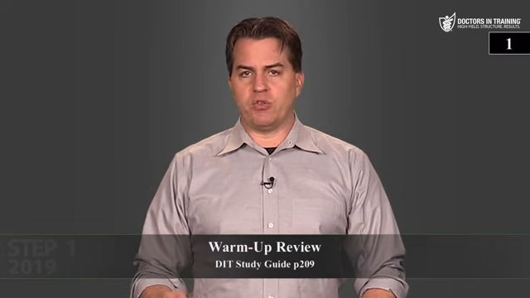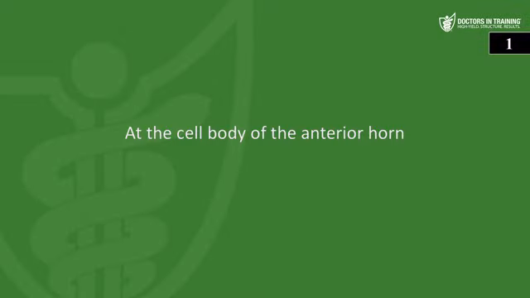First question, where do neurons of the lateral corticospinal tract synapse prior to exiting the spinal cord to affect movement? At the cell body of the anterior horn.